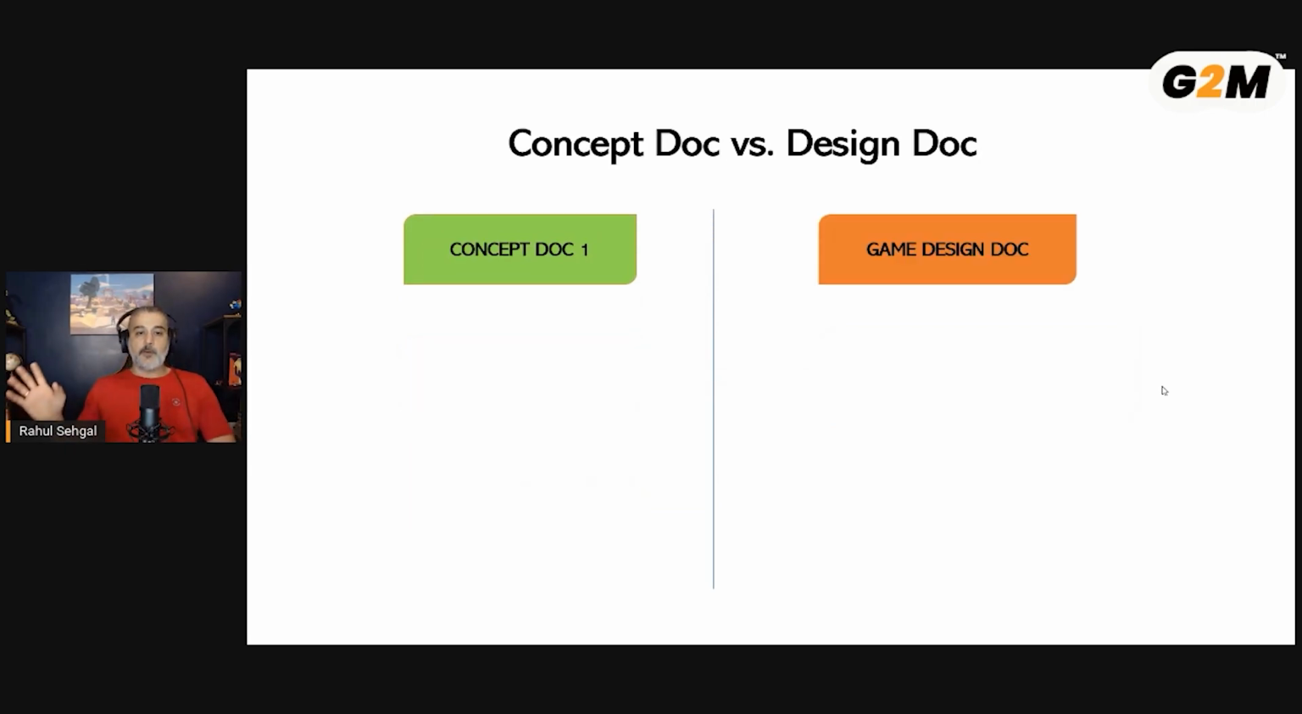Okay, let's talk about concept document and game design document. Some of you guys might be confused. Rahul, what's a concept document and what's the difference between a concept document and a game design document? Firstly, a concept document is only 1 or 2 pages, right? A design document is many, many, many pages. The one I'm going to show you is actually 51 pages.